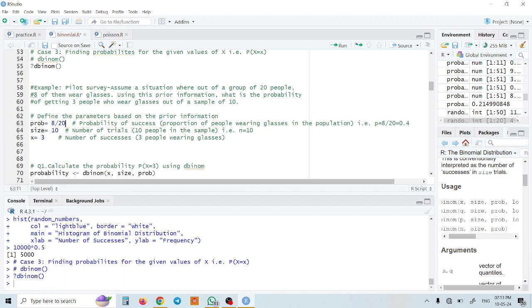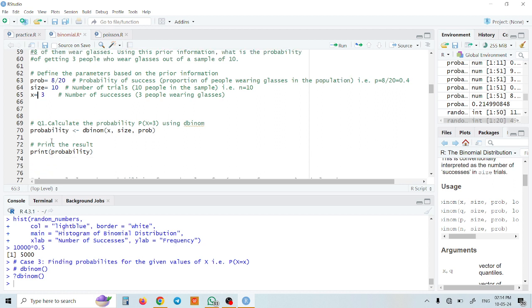Now suppose we took a sample of size 10, selecting 10 people randomly from that population. So n is going to be 10. The argument is size in dbinom, so we have fixed size equal to 10. This means we selected 10 people from a population where on average 40% wear glasses. Now we want to know the probability that 3 people will be wearing glasses out of a sample of 10. So we write x equal to 3. This is the question: calculate the probability when x is equal to 3.